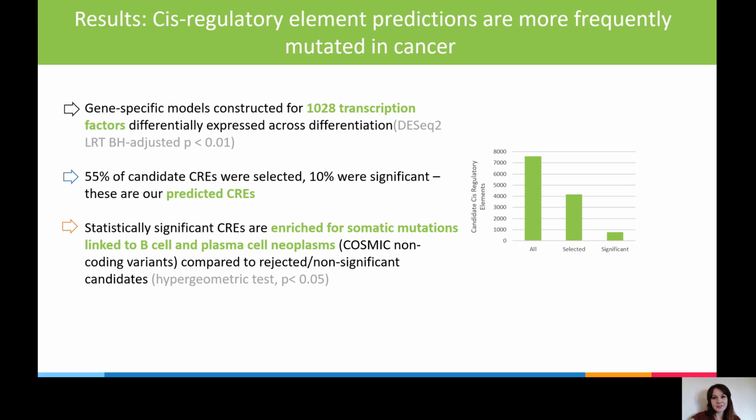So we created over 1,000 models for differentially accessible transcription factors, those whose dynamic activity drives differentiation. And we looked at the COSMIC database for non-coding somatic mutations in cancer. Here we find that predicted candidates are significantly enriched in mutations linked to B cell and plasma cell neoplasms when compared to the candidates we reject. So this result shows promise, and we're continuing to analyse mutation data from other sources for further validation.